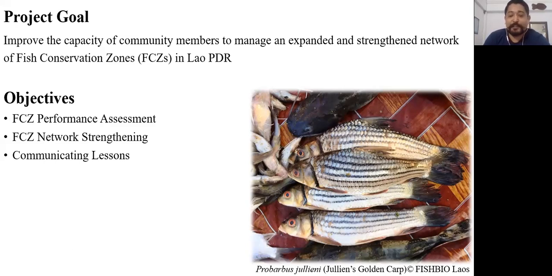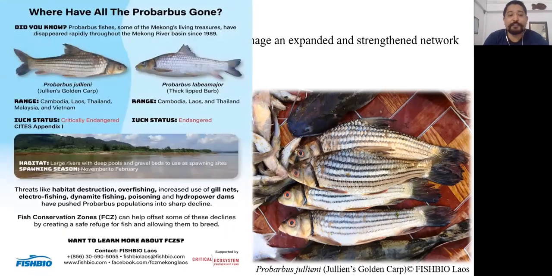areas in Laos. On my right, you can see a picture of a target species, Probarbus juliani, commonly known as Julian's golden carp. And on my left, you can see a poster representing both target species, Julian's golden carp and thick-lipped barb. Both of them are economically important freshwater carps, threatened by a lot of different threats, and have been placed as critically endangered and endangered on the IUCN's red list, and also placed in CITES Appendix 1, which means their international trade is restricted except in exceptional circumstances.